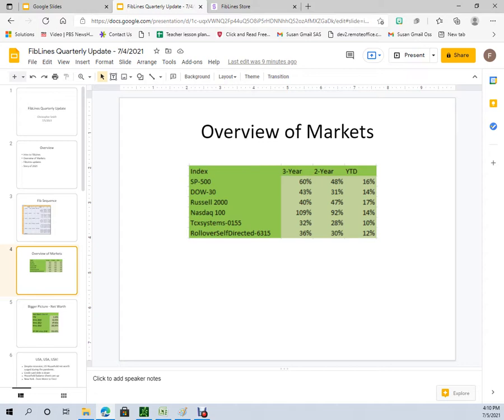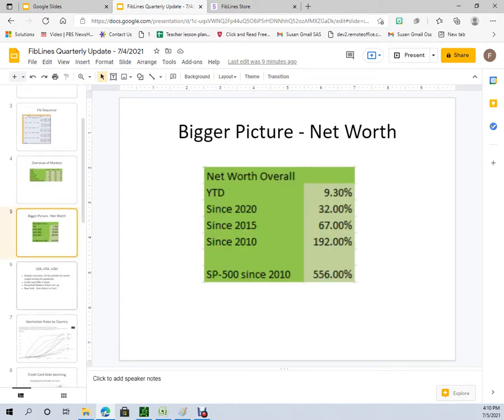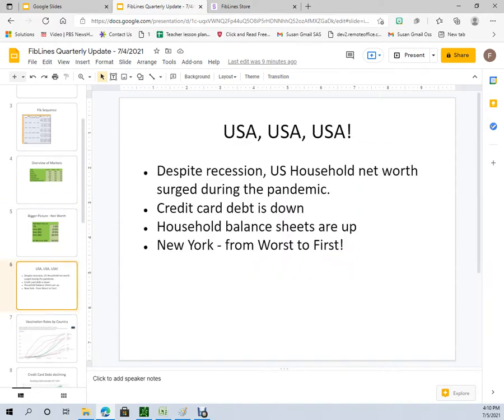So I'm in 70% stocks and the rest bonds. But overall, it's been great. My net worth's up very smartly, and I'm feeling pretty good. Wow, what a difference that the USA has made in terms of the pandemic. Operation Warp Speed and the vaccinations have just made a huge difference in the economy bouncing back.